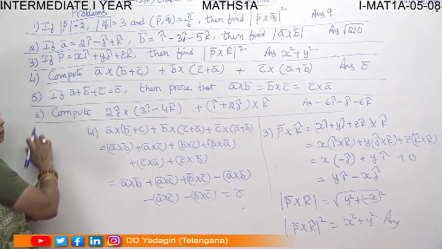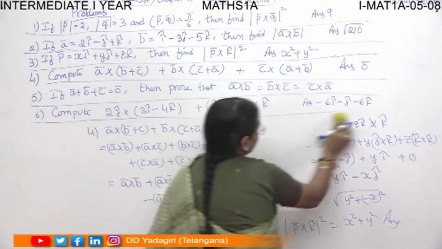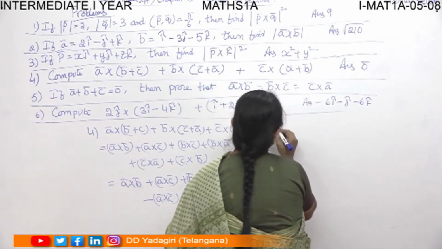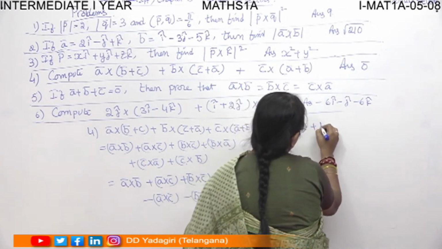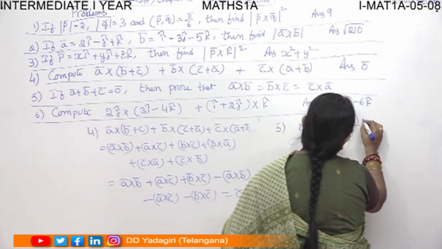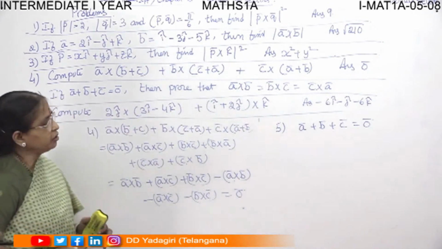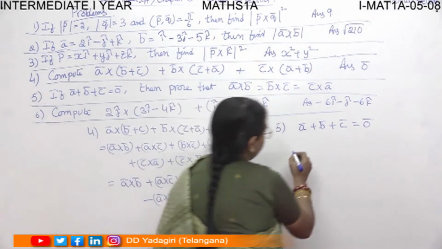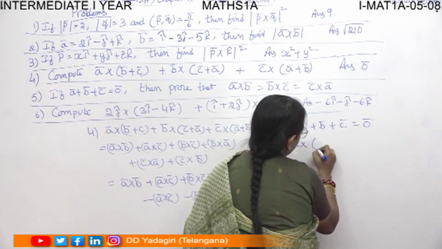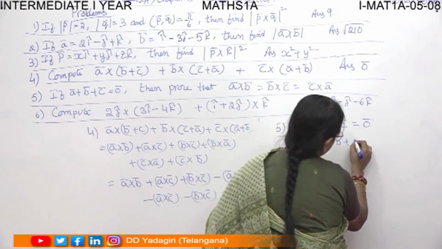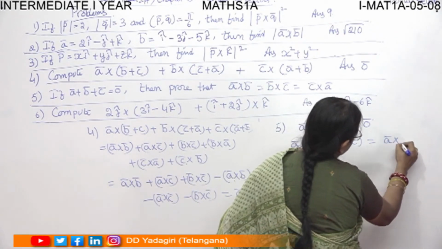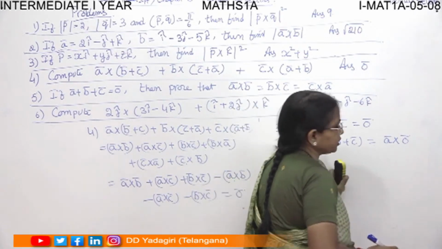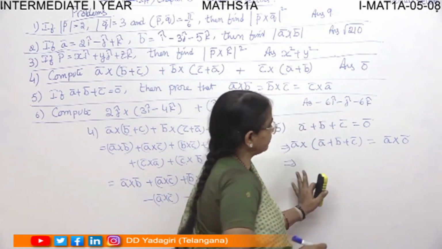Now the fifth problem is again very important. A plus B plus C is equal to 0 is given to you. Now for the given equation, you just take the cross product on both sides by A. A cross of A plus B plus C is equal to A cross of 0. So taking cross product, you need not mention, taking cross product on both sides with A.